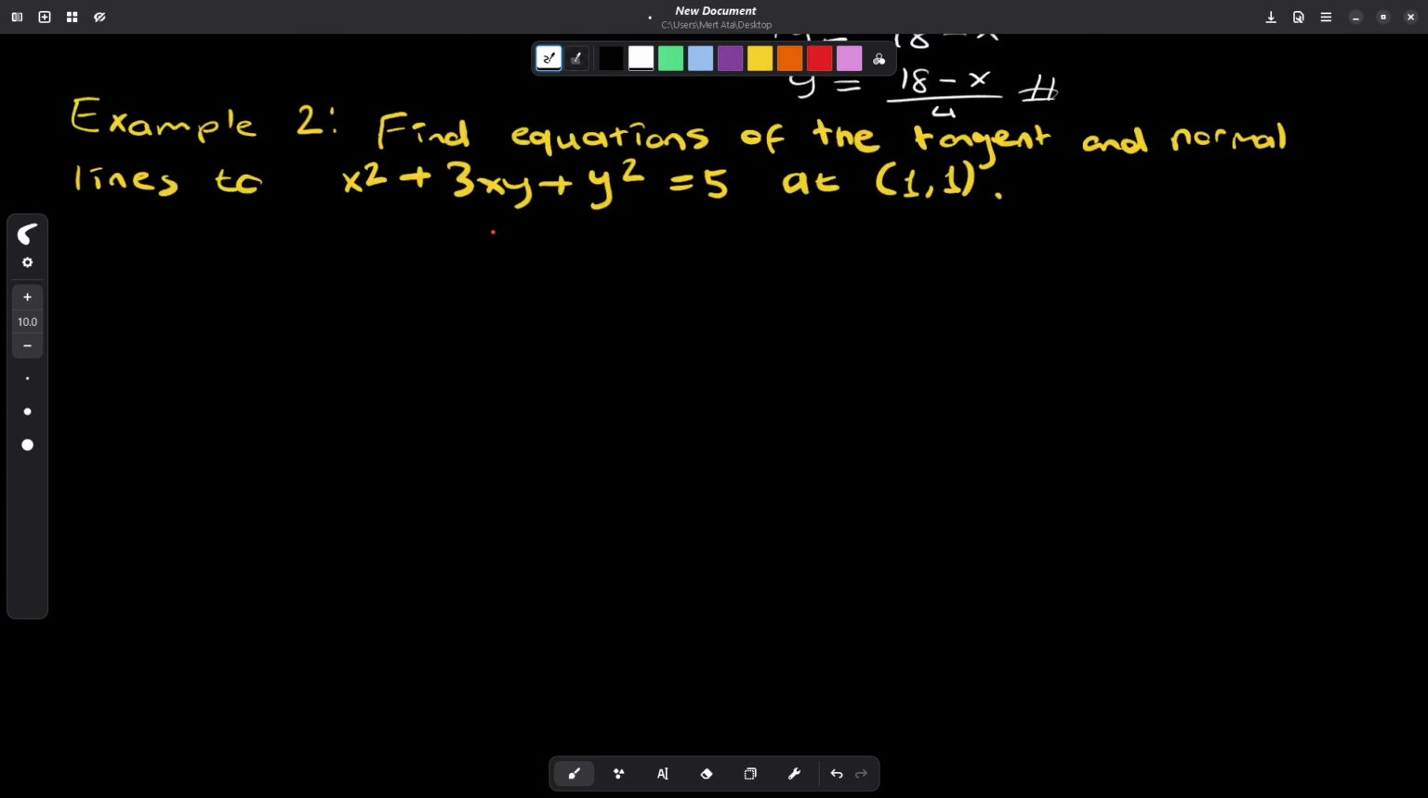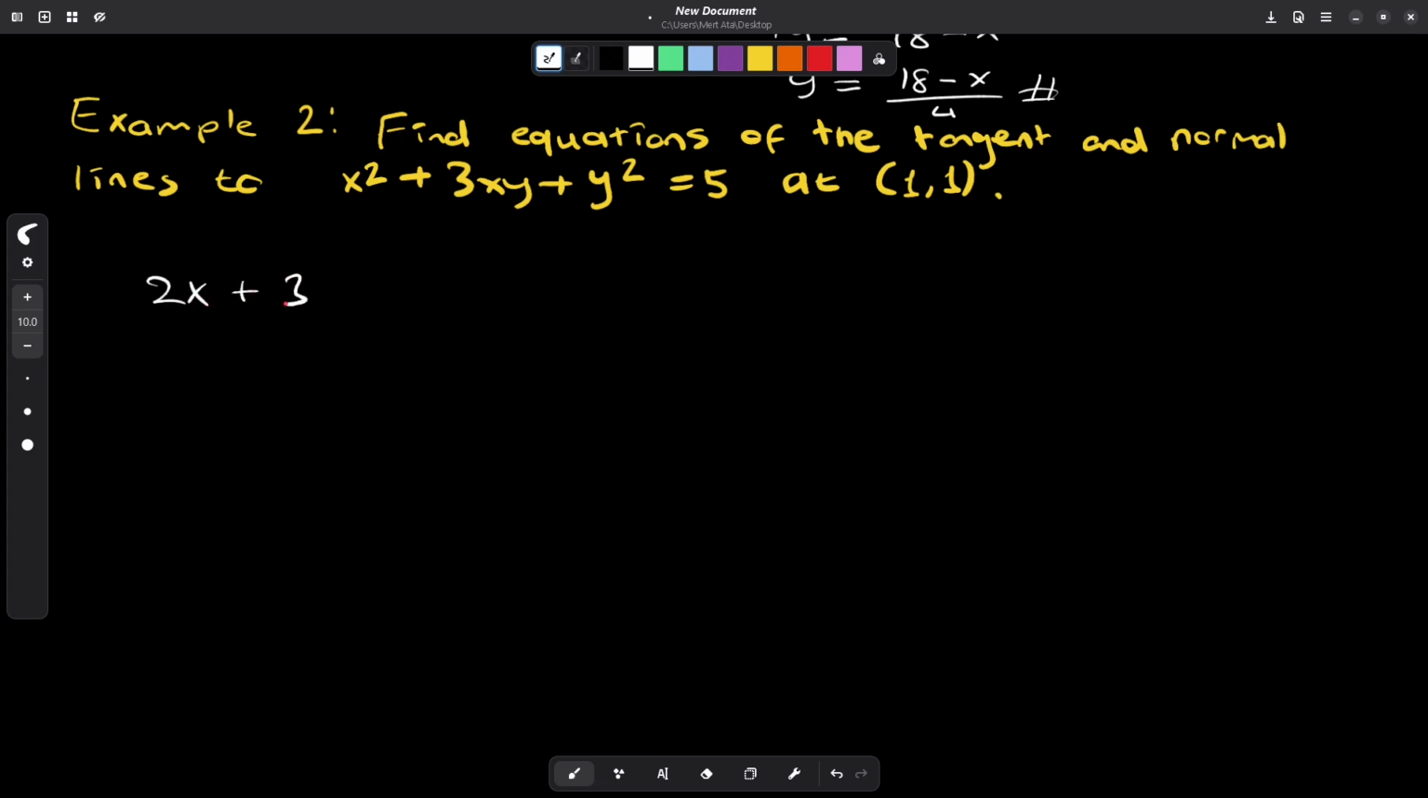Find the equations of the tangent and normal lines to, again, a function whose equation is given to us at 1, 1. This time, this is implicit form, but still we can figure out y derivative, right? Because that will be our slope. The only difference is we have implicit differentiation.